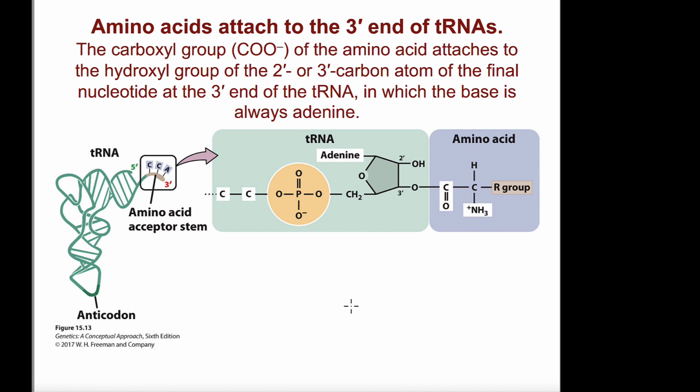So here you see the tRNA. There's your anticodon loop. There is your acceptor arm. And then you'll see here, there are the corresponding codons that are associated with the amino acid that will be added. Again, the carboxyl end of the amino acid attaches to the hydroxyl group of the 2nd or 3rd carbon atom of the final nucleotide at the 3' end of the tRNA, which in this case is always adenine.